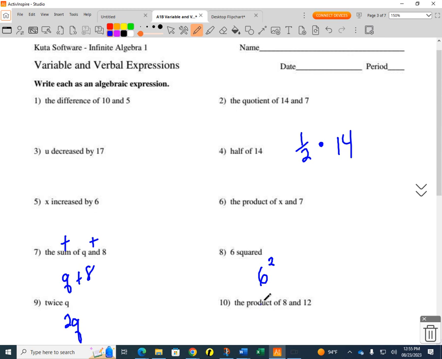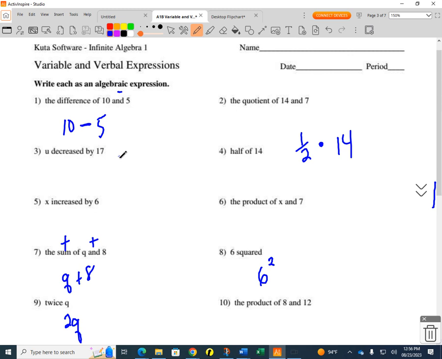Anybody else? The difference of, what operation does difference mean? Subtraction. So let's put a subtraction symbol here. Just like the sum, wherever that "and" is, that's where the subtraction goes, unless you see the words "from" or "than," then it goes in the same order. So here that's just 10 minus 5. Number 4 is right there.